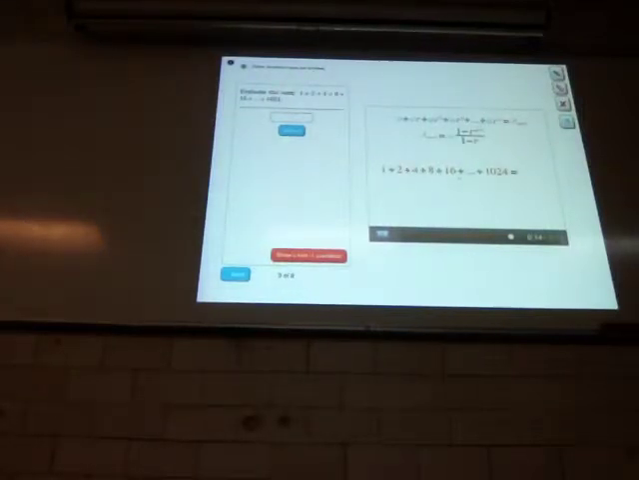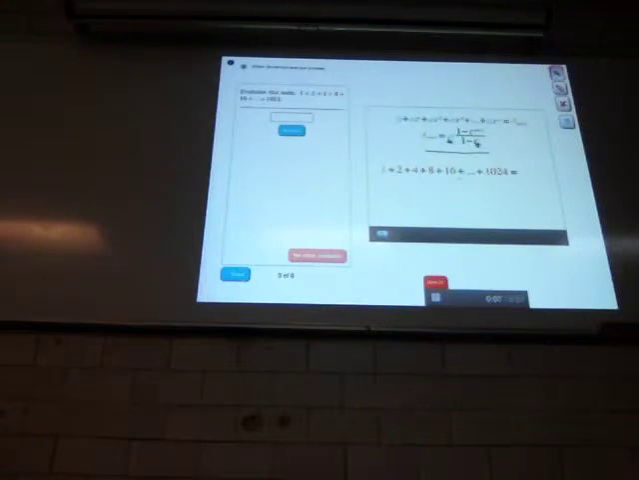Para ahorrar tiempo, in order to use this formula here, we need three things. We need little a, little r, and little n. Little a is easy. It's the first term. This is little a. So let's just write that down. Little a is equal to 1.